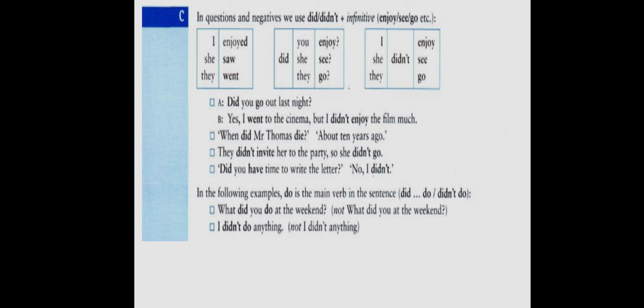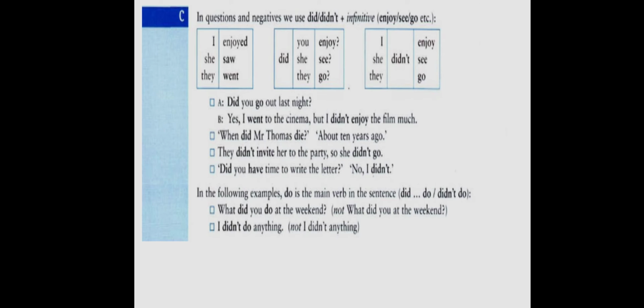She saw becomes did she see. Here the verb saw changed into see when we used did. Did they go? The verb went, they went. The verb went changed into go, into the base form because we used did. So it becomes did they go.